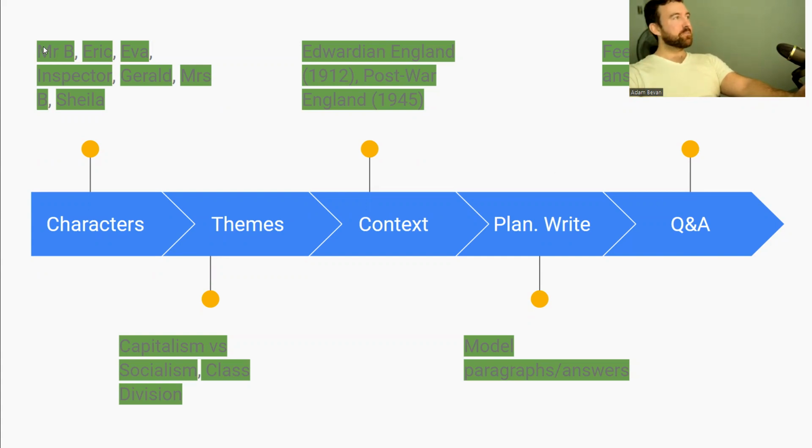So we've covered Mr. Birling, Eric, Eva, the inspector, Gerald, Mrs. Birling, Sheila. We've done great quotes and model paragraphs on all of those characters. We've looked at capitalism versus socialism and class division. We've looked throughout really at different elements of the context of the play. We've looked at some model answers, full essays as well, and I've given some feedback and information to some of my students and people that have commented on the video.